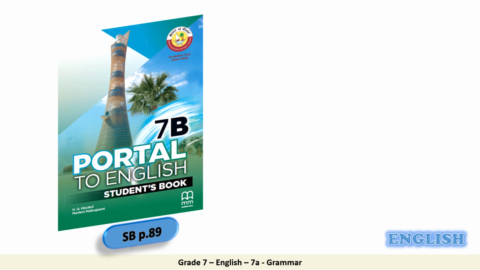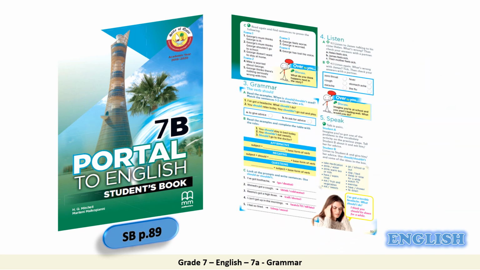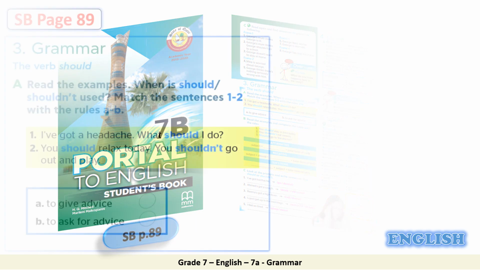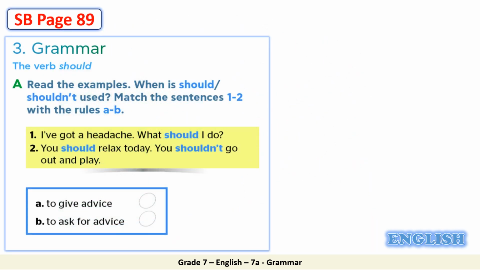And now kindly open your student's book on page 89. Go to part 3, Grammar. The verb should. Read the given instructions for task A. A. Read the examples. When is should, shouldn't used? Match the sentences 1 and 2 with the rules A and B.